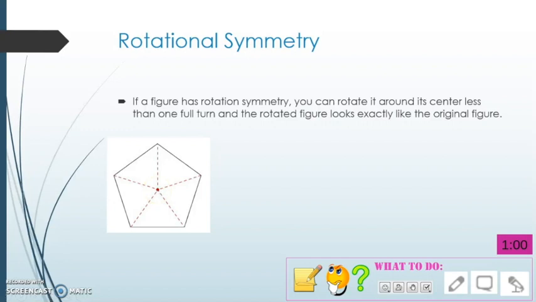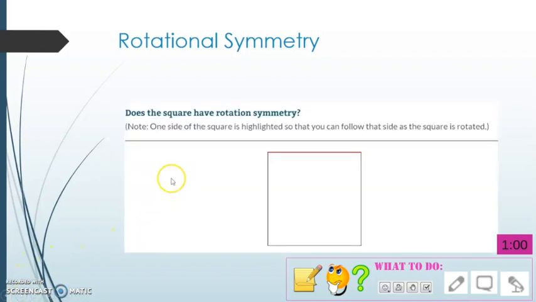you can rotate less than one full turn and land on top of itself, then we consider that shape to have rotational symmetry. Because every object, even this crazy smiley face down here, can be rotated 360 degrees and land back on top of itself. So it is only considered to have rotational symmetry if it can turn less than 360 degrees. Let's look at what some of those are going to look like.